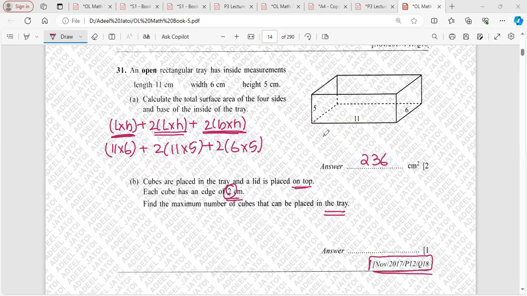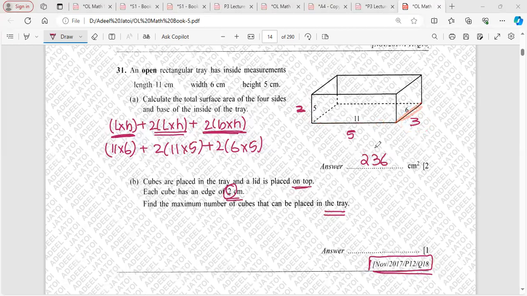Similarly, if we work upon the width, which is 6, in this width 2, 2, and 2, how many cubes can be placed? 3. So 5 cubes can come here, 3 cubes can come here, and then we have height as well. So automatically we know that 2 cubes can come in height, because it's just about 2 and 2. Out of 5, only 2 centimeter, 2 centimeter, that means 4 will be used. Out of 11, 10 centimeter will be used. Out of 6, all the 6 will be used.